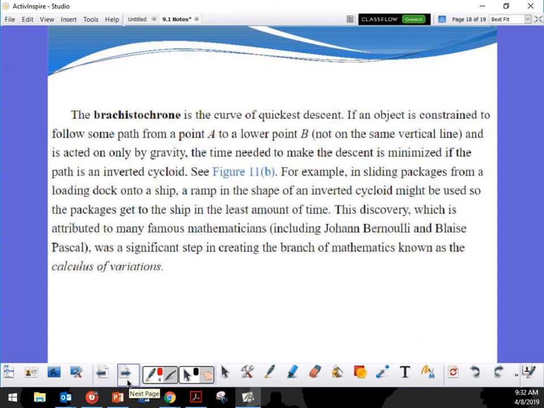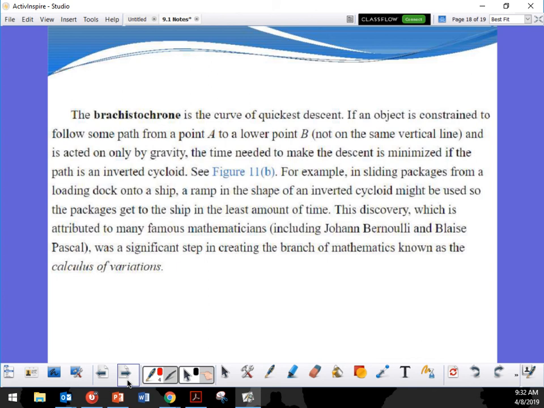You guys have this in your notes. You can read it. You want to? No, I don't, because I still can't even pronounce that. Okay. Johann Bernoulli. Sounds like a dinosaur. And Blaise Pascal. Calculus of variations.